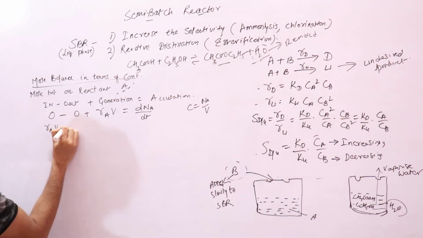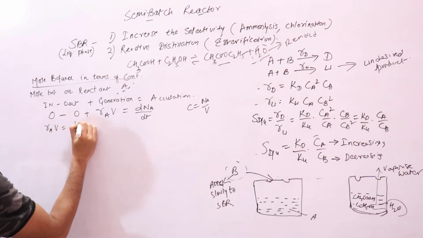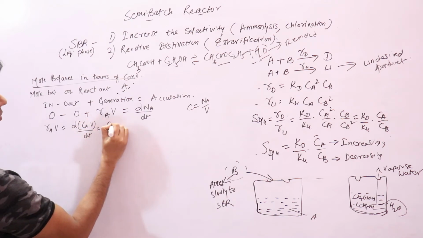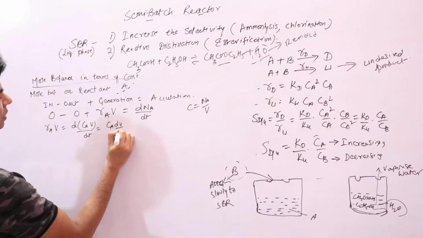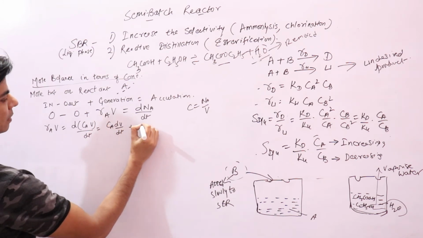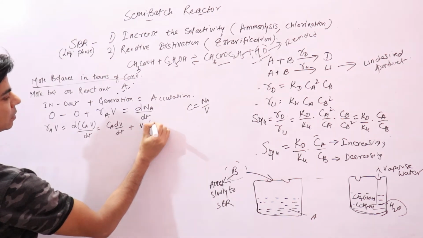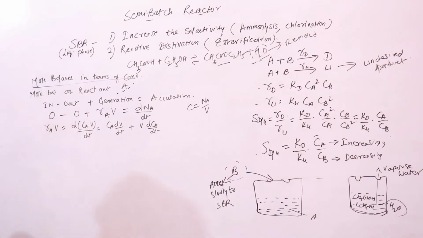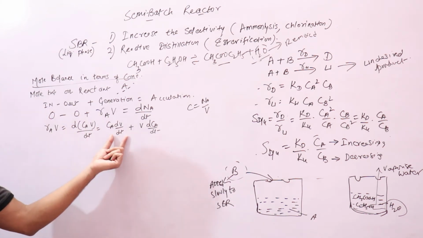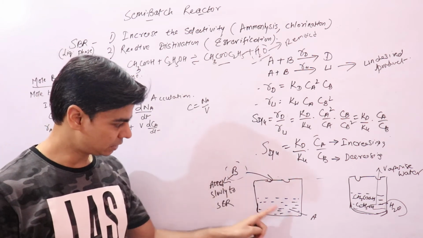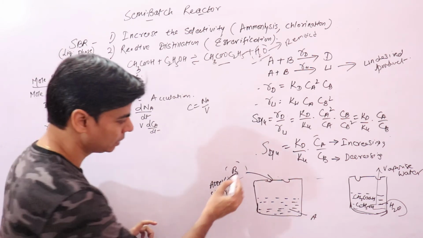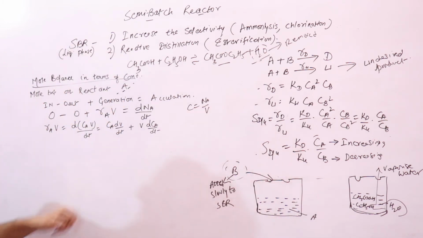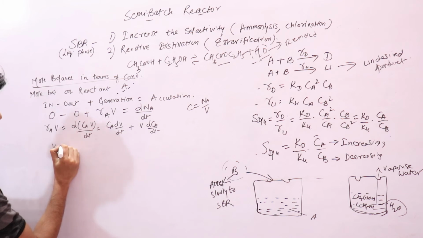Now RAV is equal to d(CAV)/dt, which is equal to CA dV/dt plus V dCA/dt. Right? Now we know that since your reactant B is flowing in, the volume is changing with time inside the reactor, right? So we say this volume is changing with time.